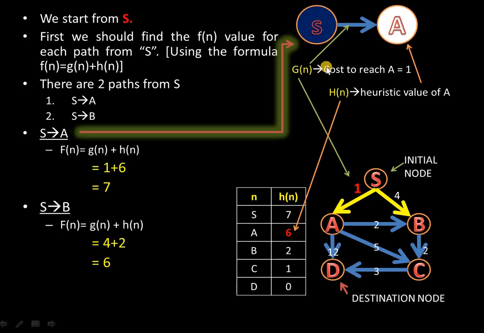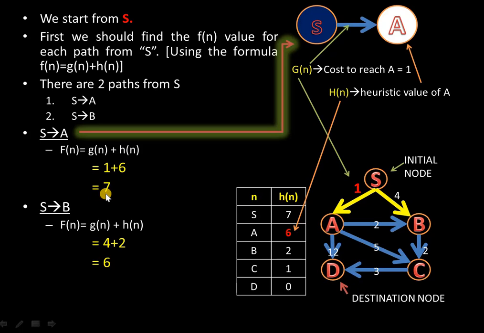Here, the g of n means the cost to reach from s to a. That means this one. The cost to reach from s to a is equal to 1. Okay, and what is h of n? H of n means the heuristic value of a, not s. It is a, the final node. If there are 3 nodes, that will be the heuristic value of the third one, that means the final node. So here the heuristic value of a is 6. So we are adding 1 with 6 and we will get the value 7.